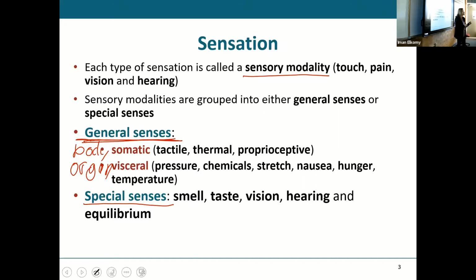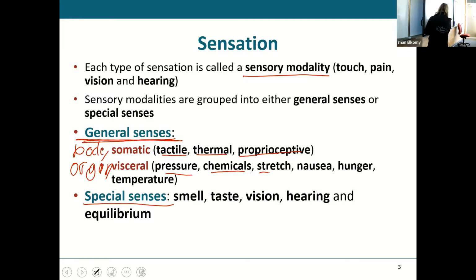And viscera means organs. So my somatic senses are things like tactile, which is touch, thermal, which is temperature, or proprioceptive, which we'll talk about. That's the orientation or knowing what your body is doing. Your visceral general senses will be pressure, different chemoreceptors that pick up on different chemicals in your body, stretch, nausea, hunger. Those are all coming from the organs, okay? Meaning, is my stomach empty? Is it full? Is my bladder empty? Is it full? Do I need to pee? Those are all visceral sensations from your viscera.